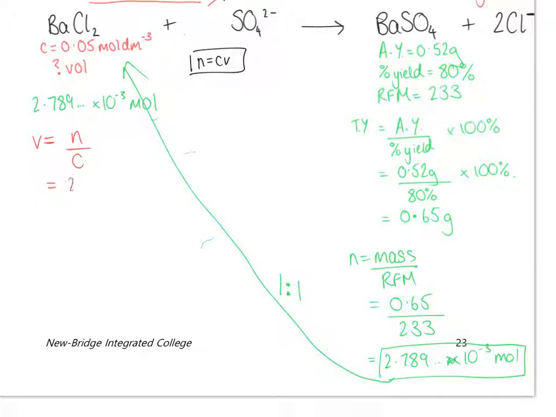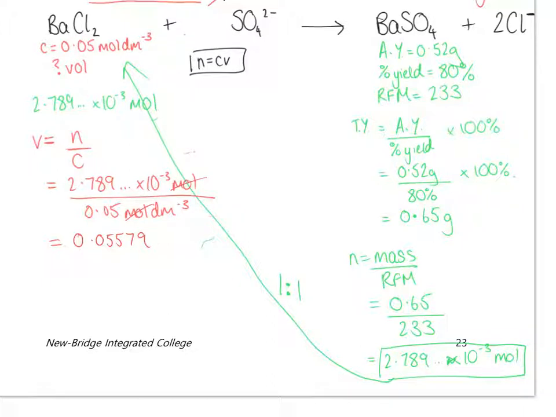Our number of moles is 2.789 times 10 to the minus 3 moles. Our concentration is 0.05 moles per decimeter cubed. I've kept my units in so you can see the units. We end up with volume. The value we end up with is 0.05579. If we think about units here, my units of moles are going to cancel out.